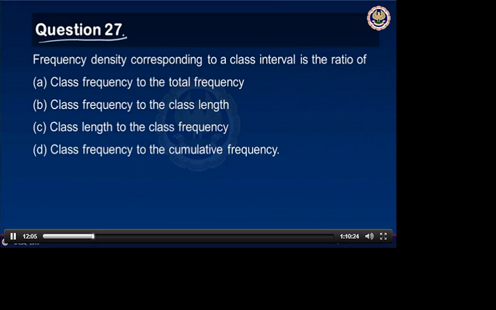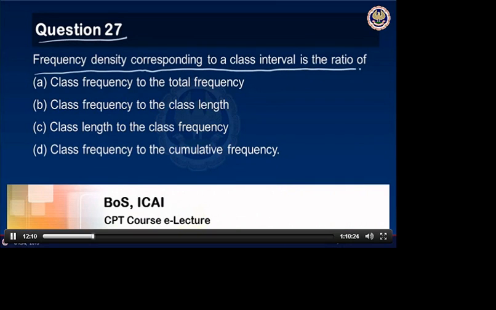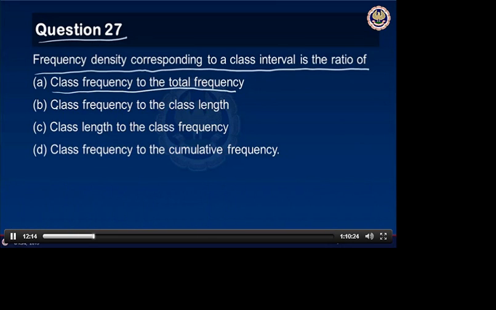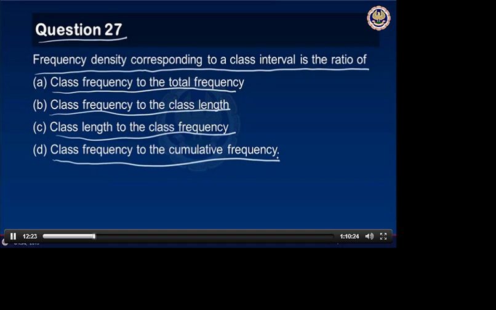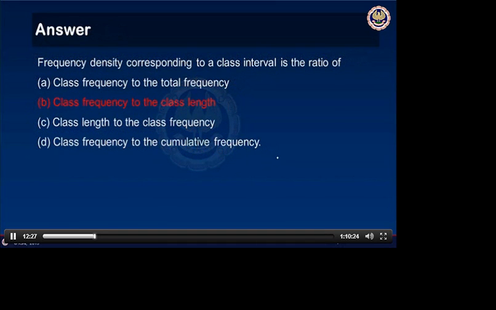Now, let's understand this question. Frequency density corresponding to a class interval is a ratio of class frequency to the total frequency, class frequency to the class length, or class frequency to the cumulative frequency. Now, having solved the problem, we can pick the right answer: the class frequency to the class length.